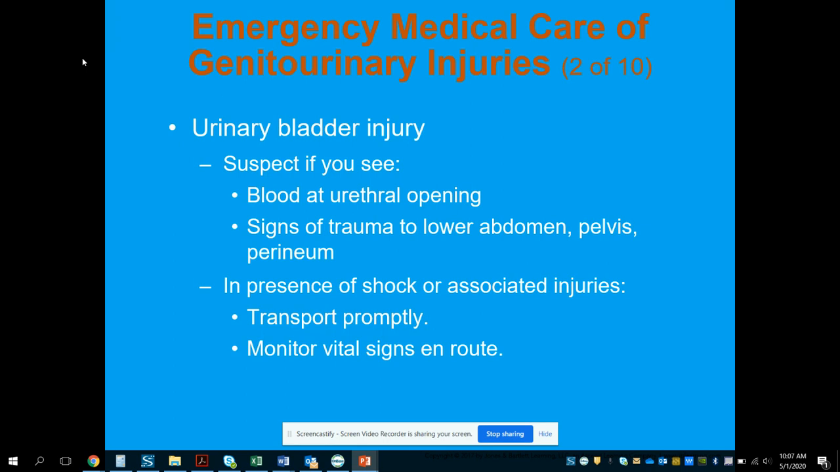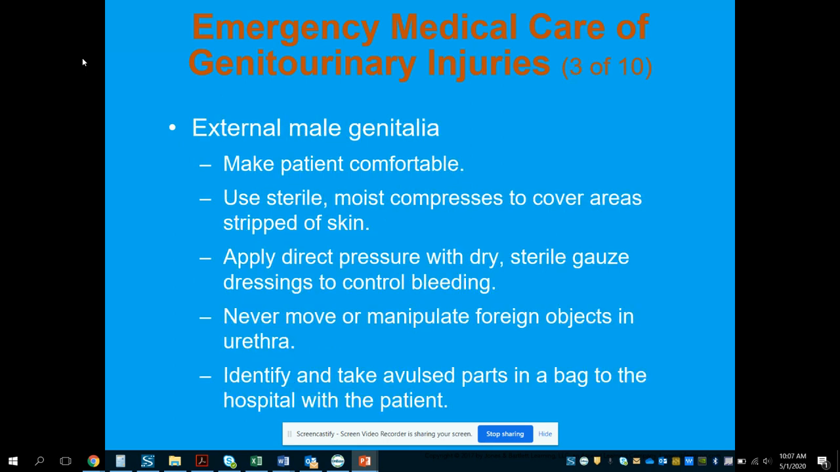If it is a urinary bladder injury, we want to suspect this if we see blood at the urethral opening, or signs of trauma to the lower abdomen, the pelvis, the perineum. Again, this could be caused by penetrating or blunt force trauma. It could be related to a sexual assault. It just depends on the situation. In the presence of shock or suspected shock, here again, transport promptly and treat for shock.